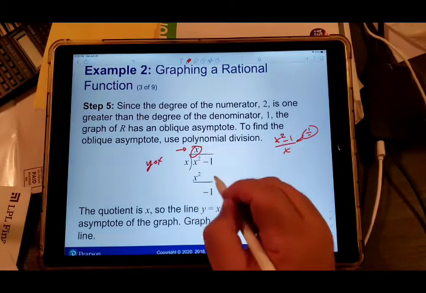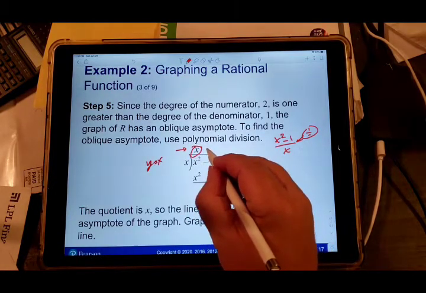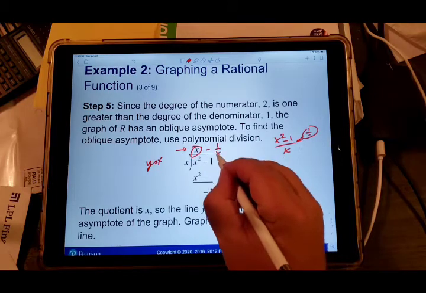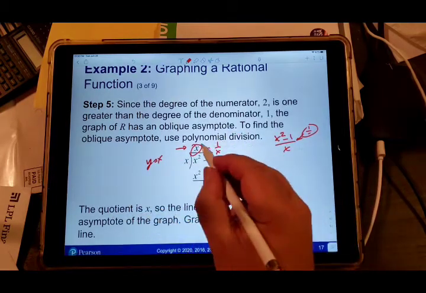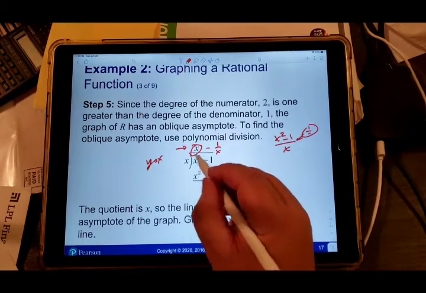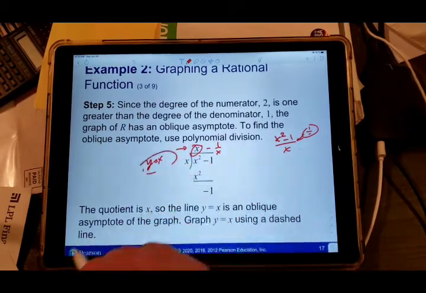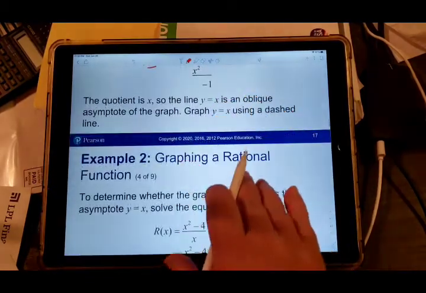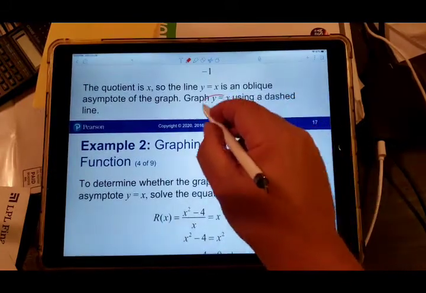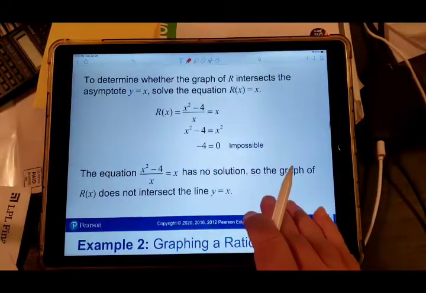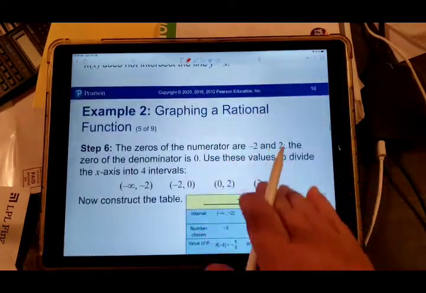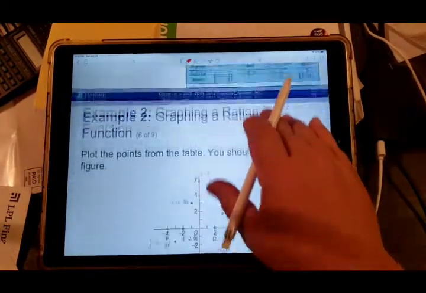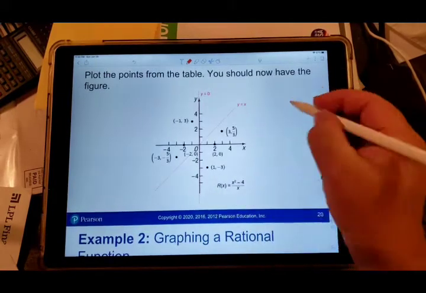Now, they didn't continue with this minus 1 over x and get the remainder over the something. No, they just wanted the quotient part. Once you get the quotient, you know that's how the graph is going to leave the box. Plotting a few more points, which I'll do. All right. Let's look at it.